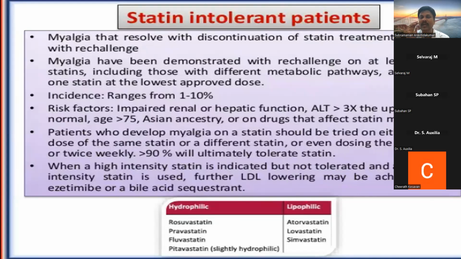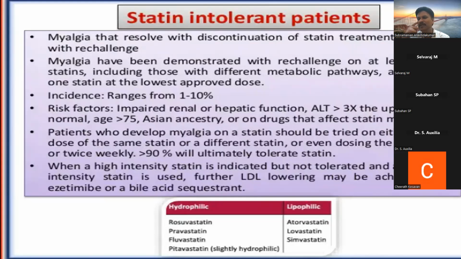I want to continue only atorvastatin, so I reduce to 20 milligram. Still there is pain. What I will do is, instead of a lipid-soluble statin, I will go for a water-soluble statin like rosuvastatin. Converting from a lipid-soluble to a water-soluble statin can decrease your myopathy to a larger extent. Decrease the dose by half. If it is not working, change to another lipid- or water-soluble statin.